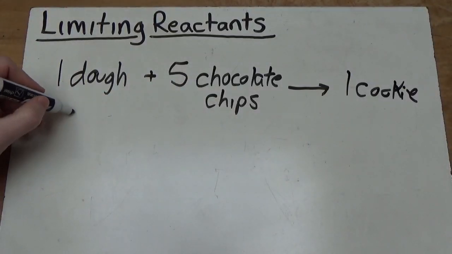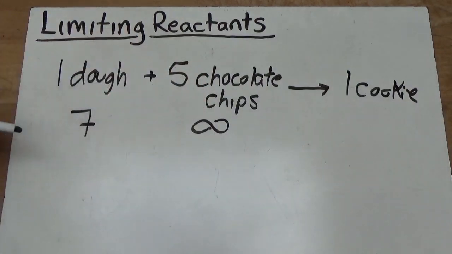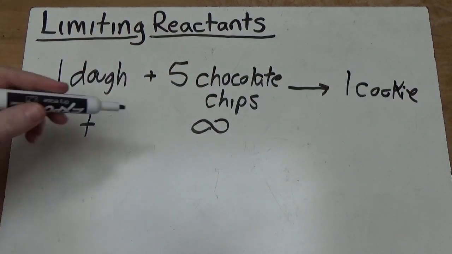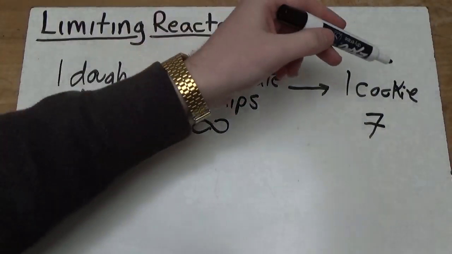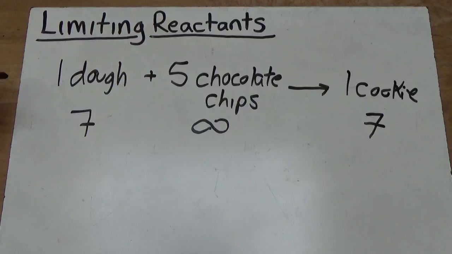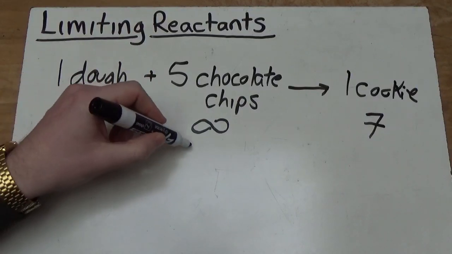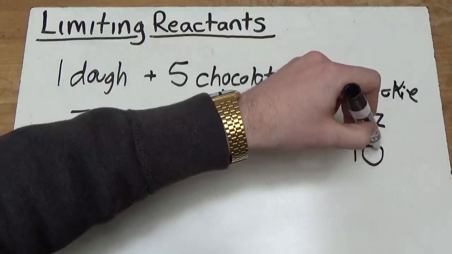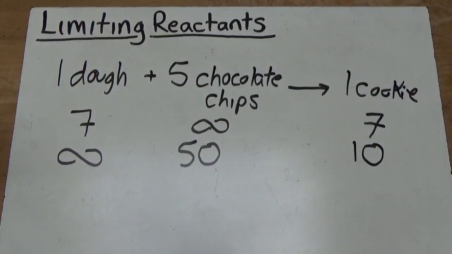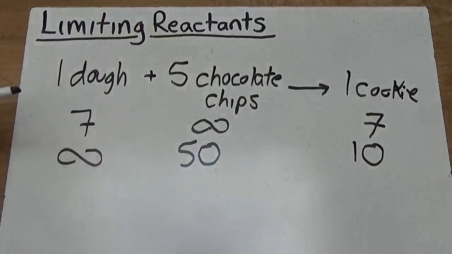If I had 7 pieces of dough and an unlimited amount of chocolate chips, then I could make 7 cookies because the ratio is 1 to 1. If I had an unlimited amount of dough and 50 chocolate chips, then I could make 10 cookies because the ratio is 5 to 1.